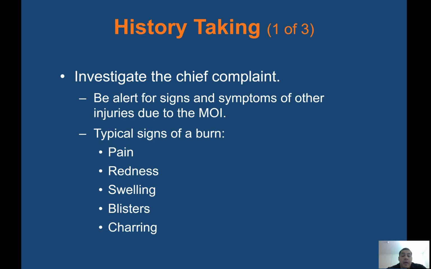So history taking. Investigate the chief complaint. Be alert for signs and symptoms of other injuries due to the MOI. Typical signs of a burn: pain, redness, swelling, blisters, charring. So blisters are most likely to be associated with what kind of burn? A second degree or partial thickness. Charring of the skin is probably going to be associated with what? A third degree or full thickness burn.